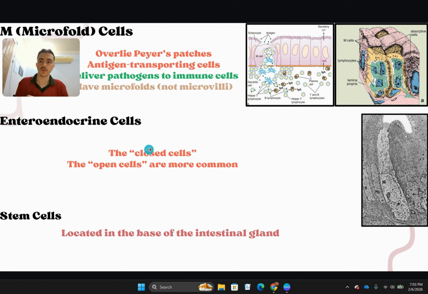For the enteroendocrine cells, we talked about them in the stomach. Again, we have two types of cells: the closed cells and the open cells. The open cells are more common. For the stem cells, they are the progenitors. They are located in the base of the intestinal glands, down at the end.